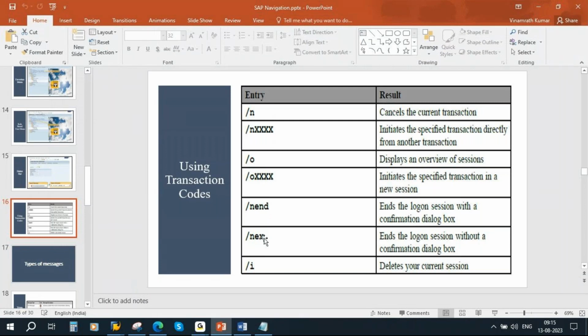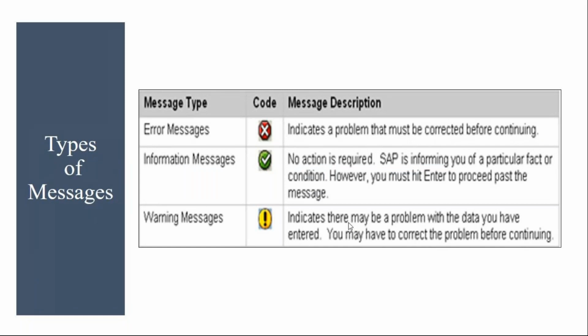When we go to the log off session, the log off function. Now the next one is types of messages. When you are working with SAP, you will get three types of messages. One is error message. It comes with red color. Next one is information message. It comes with green color. Another one is warning message. It comes with yellow color. First, error message means it indicates a problem that must be corrected before continuing.